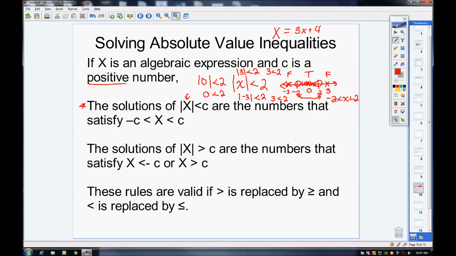Now, notice that this is in the same form as this. Now, all of a sudden, this is in the same form as this. Okay, so what this statement is saying is, since we know this is true, if I have the absolute value of x plus 3 is less than 5, to solve this, I can rewrite it as negative 5 is less than x plus 3 is less than 5.